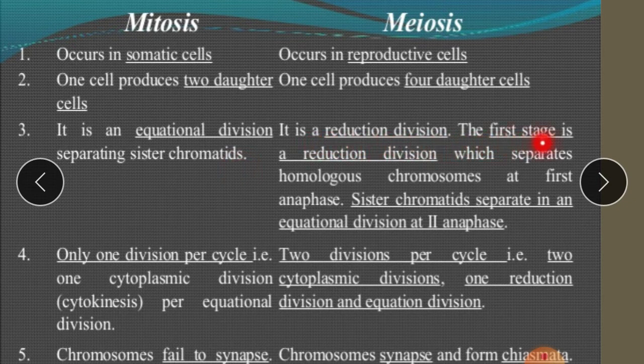The first stage of meiosis is a reduction division which separates homologous chromosomes at first anaphase. Sister chromatids separate in an equational division at second anaphase. So in mitosis there is only one division per cycle, that is one cytoplasmic division per equational division. In meiosis there are 2 divisions per cycle, 2 cytoplasmic divisions, 1 reduction division and 1 equational division.